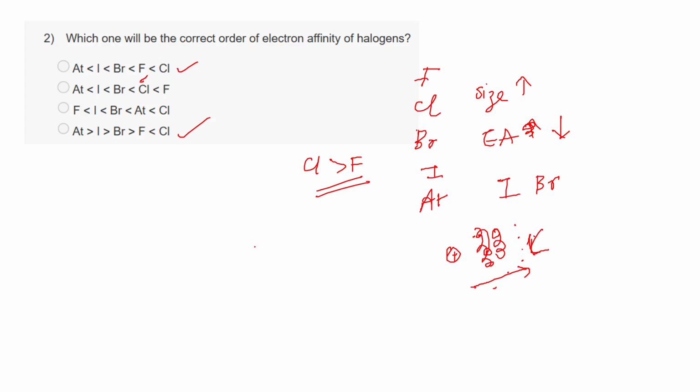So is it clear? Yes, ma'am. Okay, so the order will be, the largest one will have the lowest electron affinity. Astatine is the largest one, so astatine will have the least electron affinity, followed by iodine, bromine, fluorine, and chlorine.